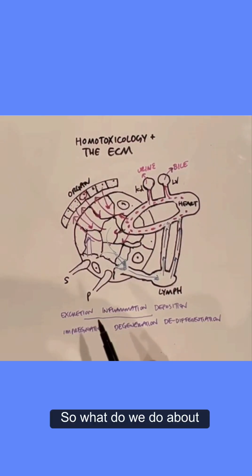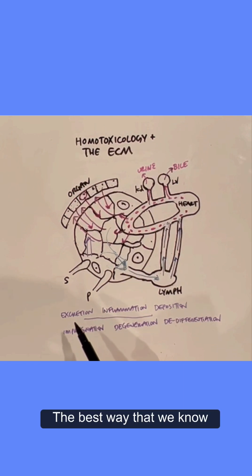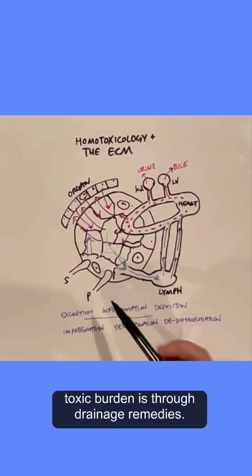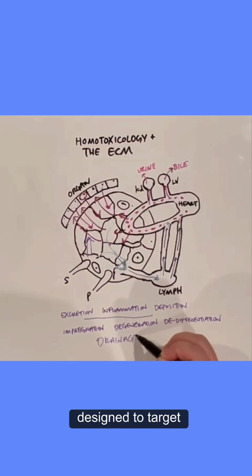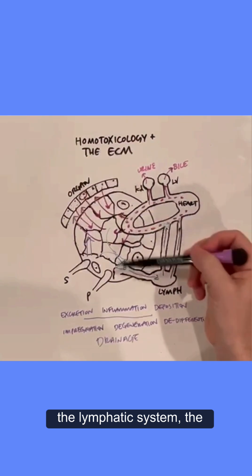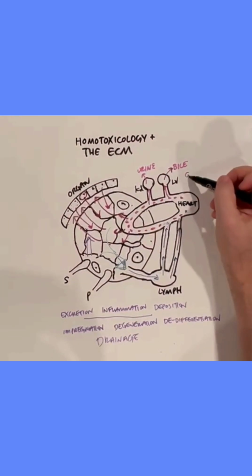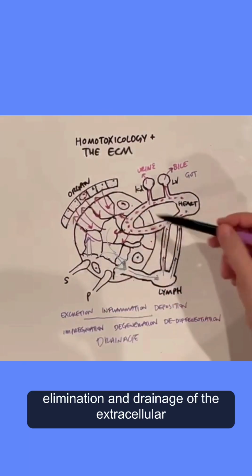So what do we do about this? In biological medicine, the best way that we know of to get rid of this toxic burden is through drainage remedies. Drainage remedies are designed to target the lymphatic system, the liver, the kidneys, and the gut in order to support proper elimination and drainage of the extracellular matrix.